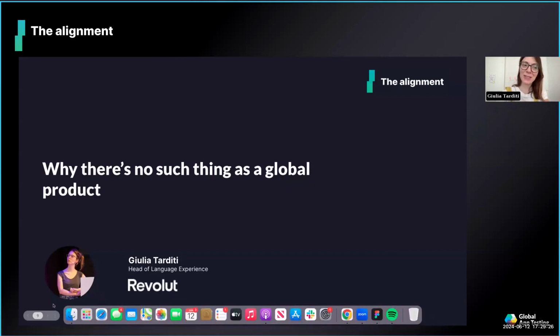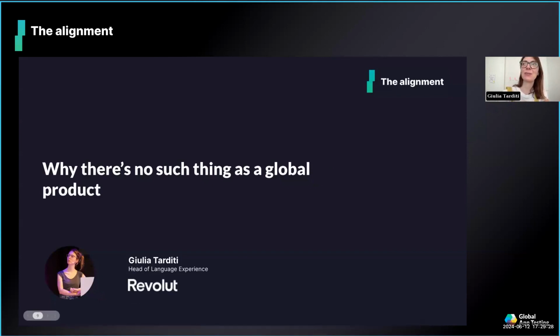I don't believe there is a global product. I actually get really suspicious when people talk about globalization. As a company, you may have global ambitions, and that's super fair. But a product in itself is born locally, right? It's the child of the environment in which it's born.